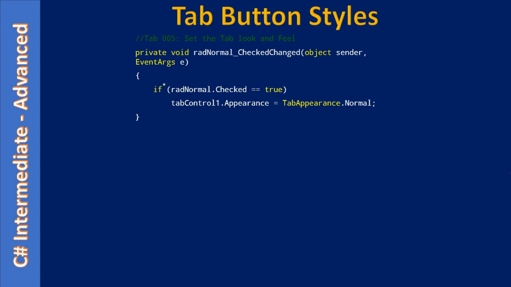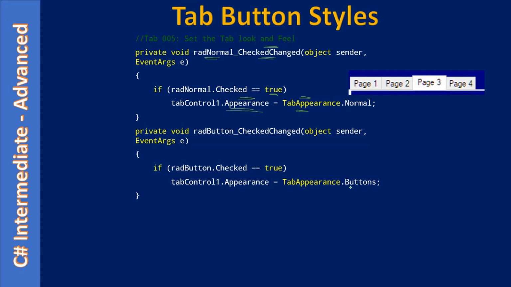So here, if you see, we are implementing the checked changed event for our radio buttons. This is our first radio button. We are implementing the event checked changed, and when the radio button is in checked state, here we are accessing the property appearance. So here we are accessing the enumeration constant tab appearance, then we are accessing the constant normal. And if you see, when we use the normal constant, the tab page will look like this. So this is the normal and the default.